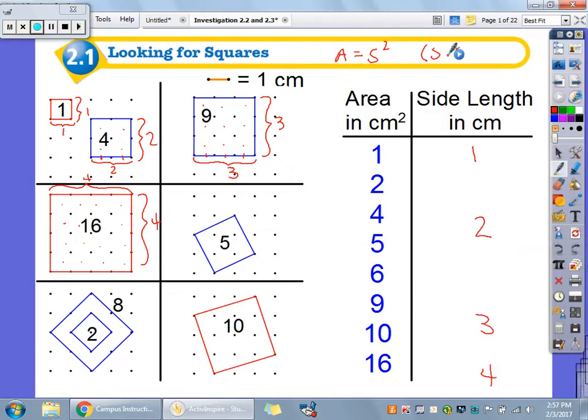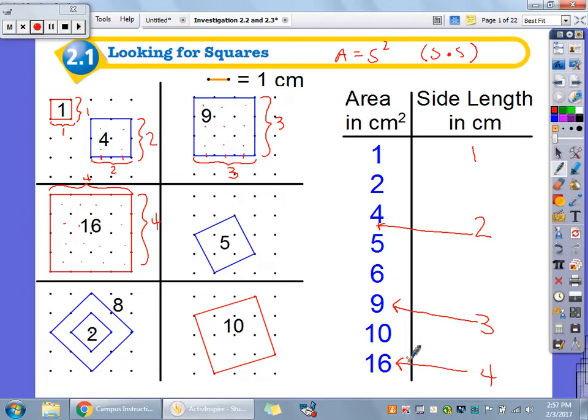Okay, so it's side times side, okay? So this number here, when we take it times itself, it should give us this number over here. So 1 times 1 is 1. 2 times 2 is 4. That goes with this one here. 3 times 3 is 9. 4 times 4 is 16.